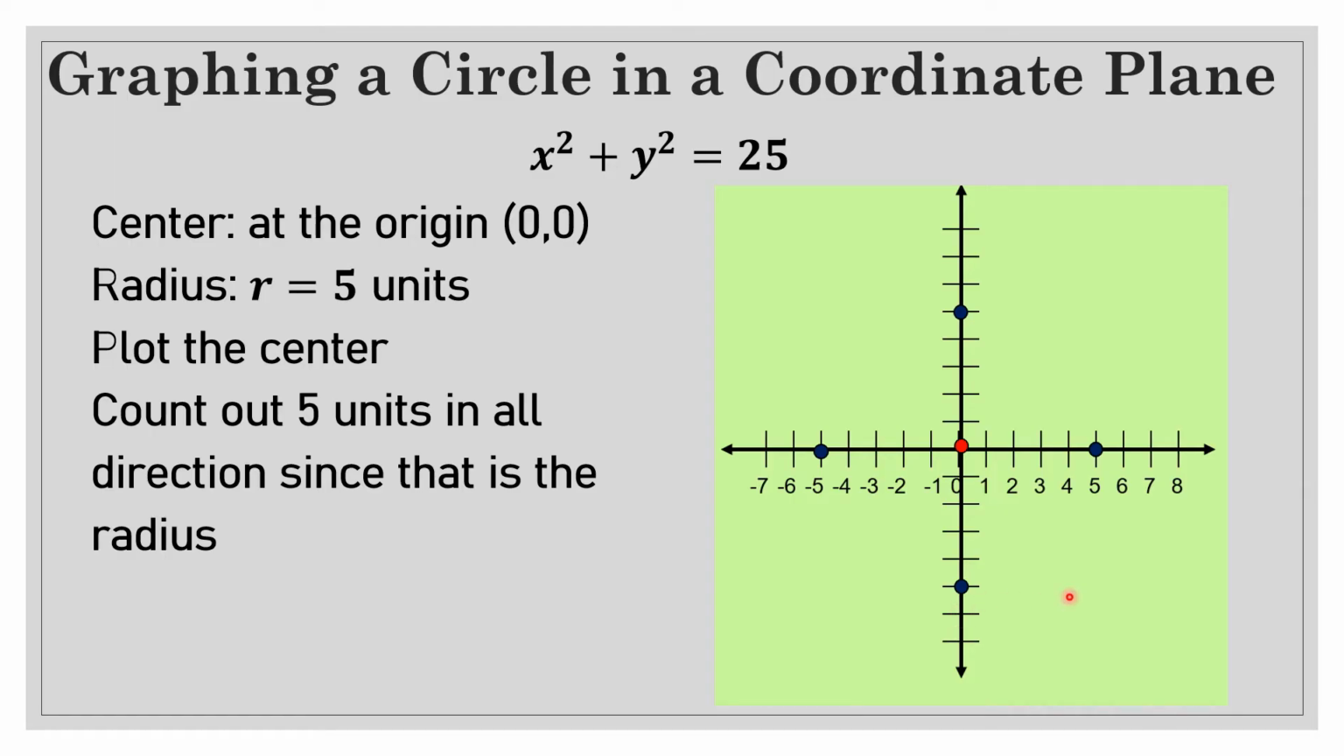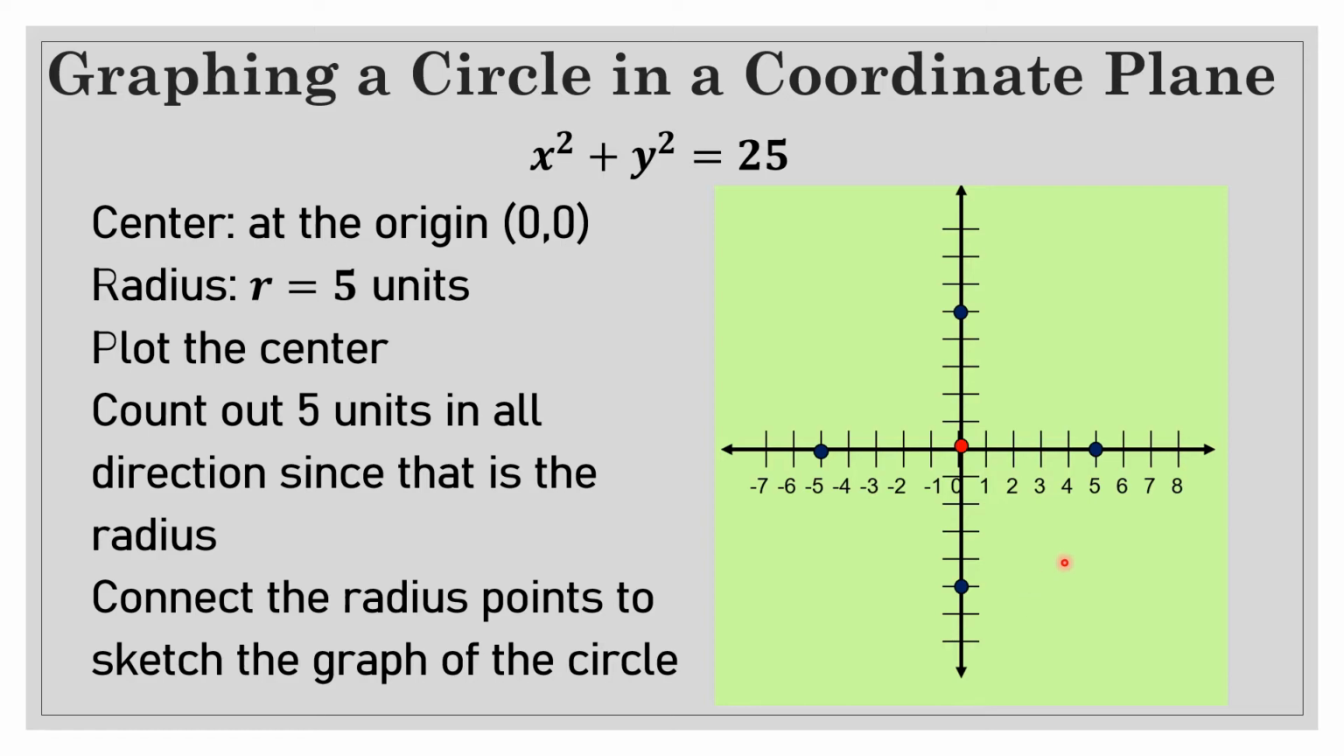After plotting all those radius points, you can now connect them to sketch the graph of the circle. You can use a compass to make your circle perfect. So, let's connect our radius points. There is our circle. So, that's how easy it is to plot a circle on the coordinate plane or the Cartesian plane.